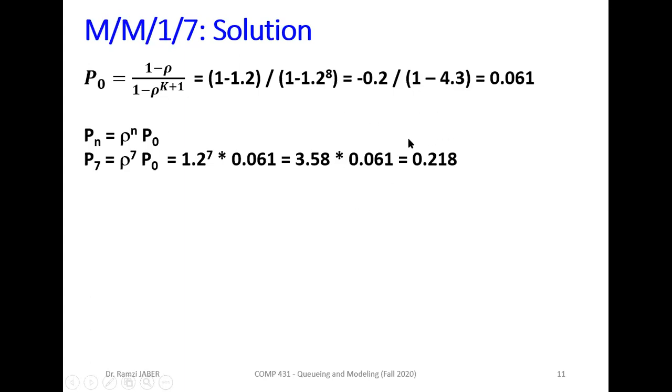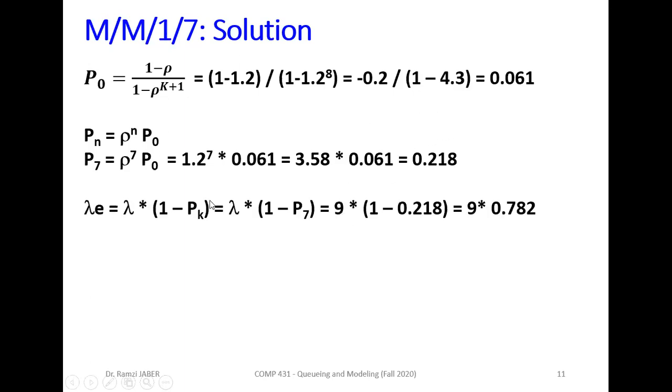So now, after calculating P0 and P7, and we must always calculate them, P0 and PK, for M/M/1/K, to get lambda E equals lambda times 1 minus P7. Simple equation: 9 times 1 minus P7 equals 7.038. So lambda E equals 7.038.